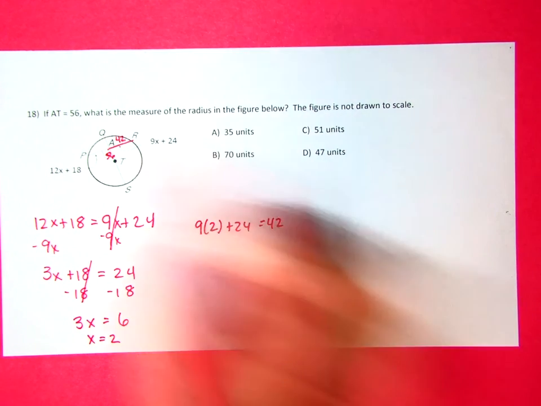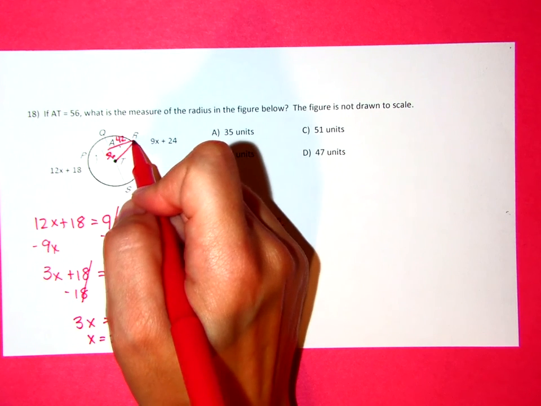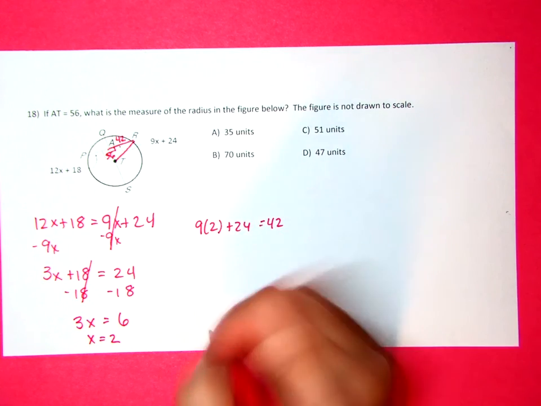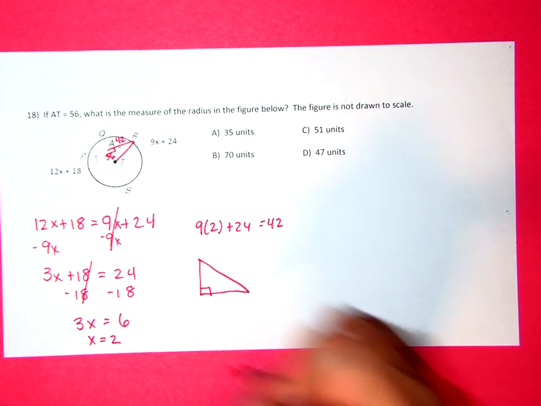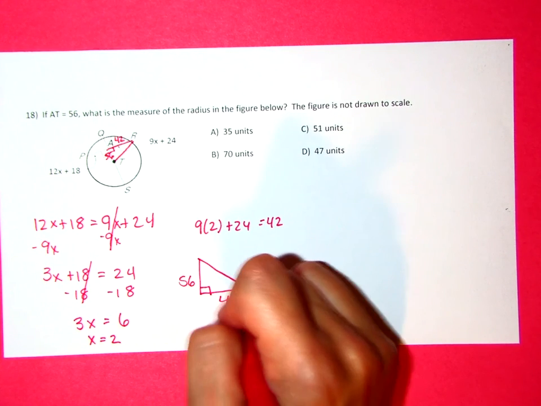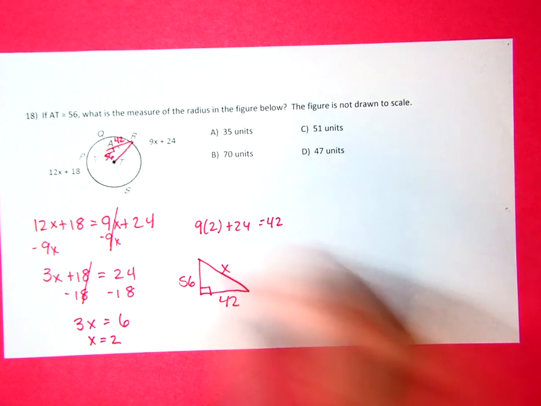We're trying to find the radius. Well, the radius goes from the center of the circle to the side of the circle. And so if you notice very carefully here, we have a right triangle. And we can solve for any right triangle. So one of my legs is going to be 56 units. One of the legs is going to be 42. Clearly the picture's not drawn to scale here. And then I'm going to find the last unit.